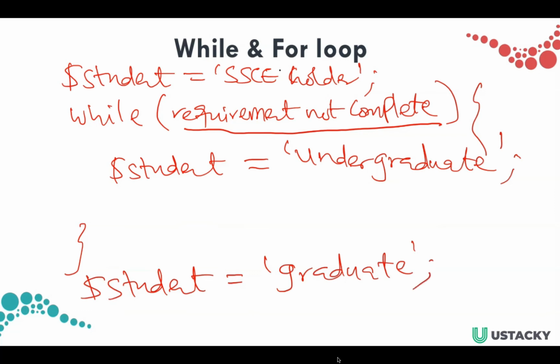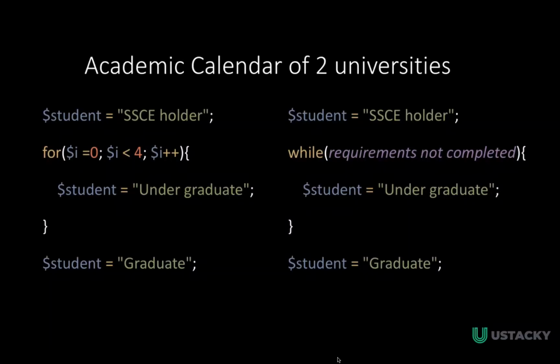So the two codes can be compared like this. Academic calendar of two universities. This is for the for loop academic calendar, and this is the while loop academic calendar.